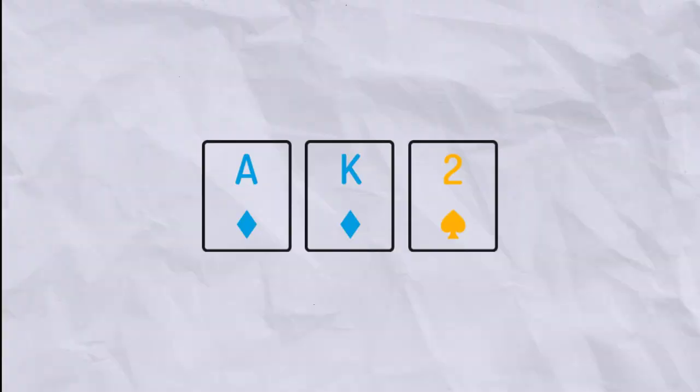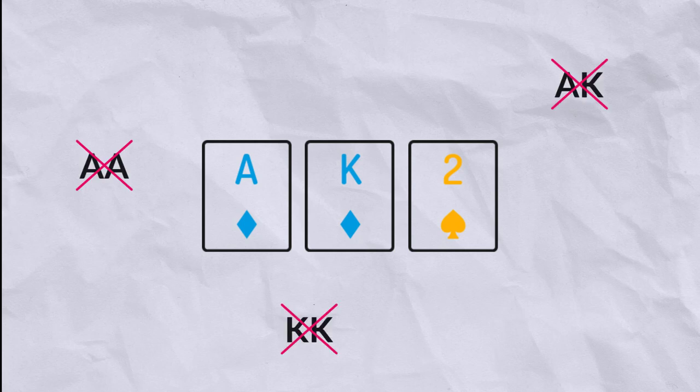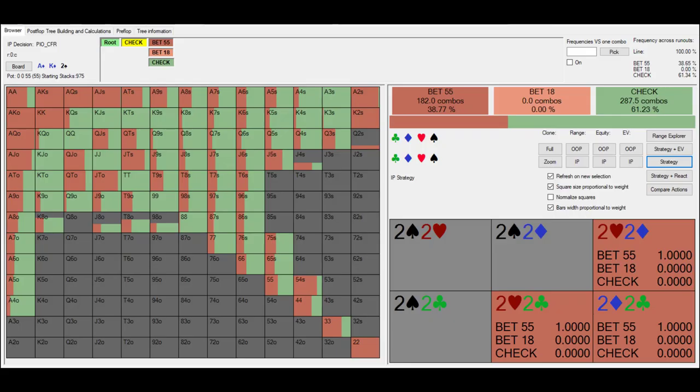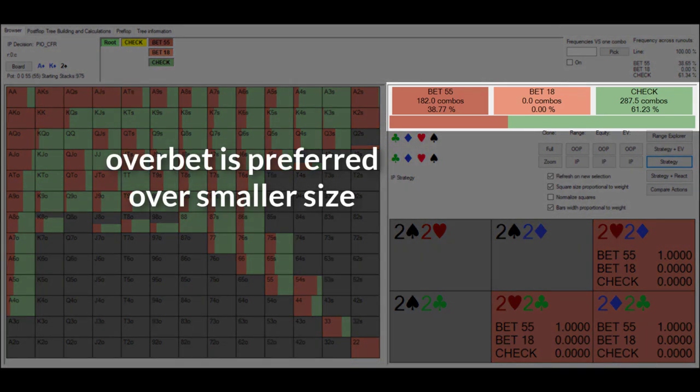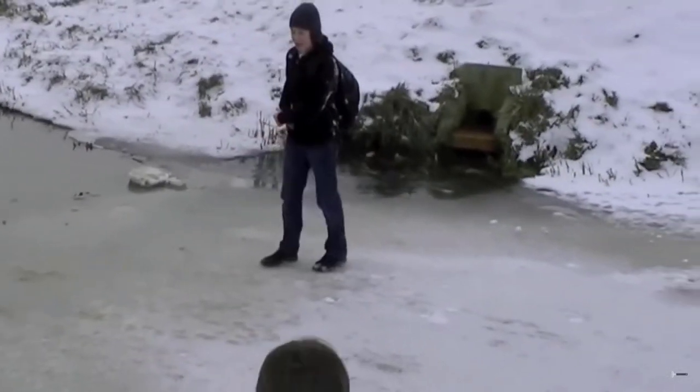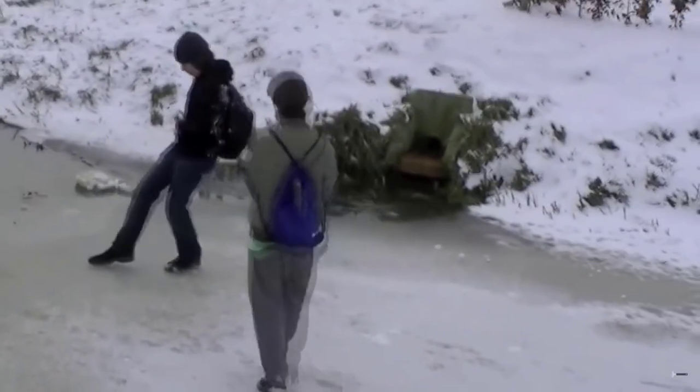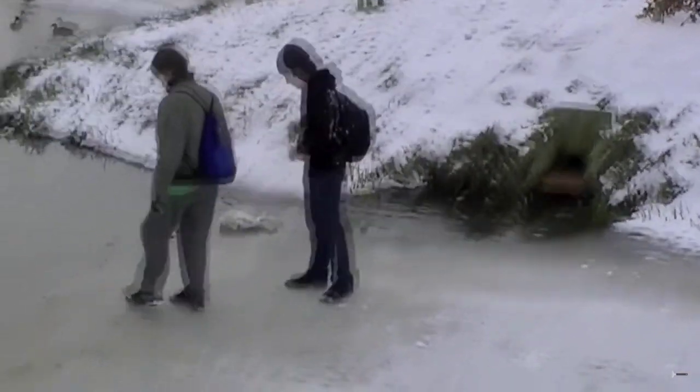There are also some flops where the caller's range is naturally capped. On Ace-King-Deuce, for example, the caller is missing most of the strong hands since he would likely have 3-bet preflop if he had aces, kings, or ace-king. This allows us to start off with a big bet right away in order to maximize value against our opponent's bluff catches. In other words, we are already reasonably sure that the ice will hold our weight without having to first test it with a smaller bet.